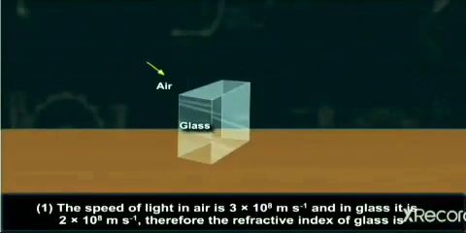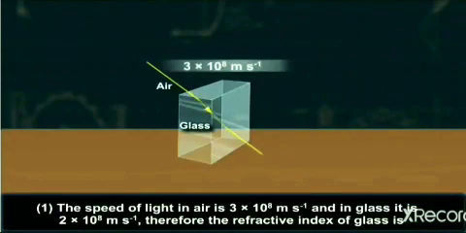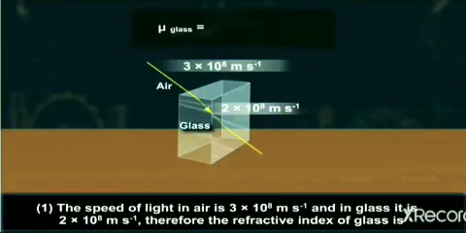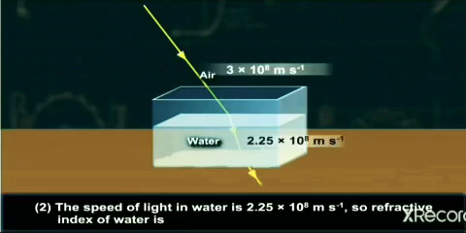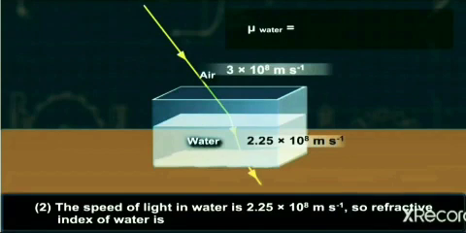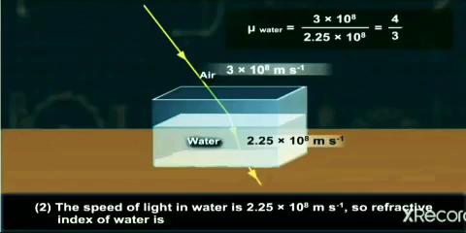Examples. 1. The speed of light in air is 3 into 10 raised to 8 meter per second, and in glass it is 2 into 10 raised to 8 meter per second. Therefore, the refractive index of glass is 3 into 10 raised to 8 upon 2 into 10 raised to 8, which equals 1.5. 2. The speed of light in water is 2.25 into 10 raised to 8 meter per second. So, the refractive index of water is equal to 3 into 10 raised to 8 upon 2.25 into 10 raised to 8, which equals 4 upon 3, which is equal to 1.33.